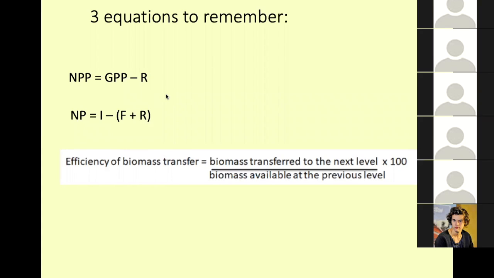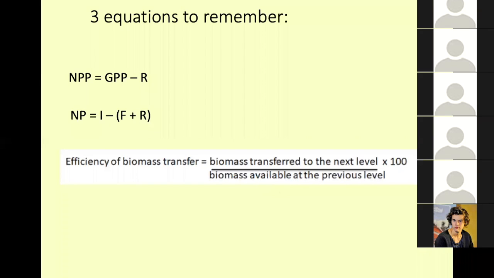But just very briefly, as a starter, net primary production equals gross primary production minus respiration. And net production equals, I've forgotten what it is, feces plus respiration. Okay, I've forgotten what I stands for. This didn't used to be on the A-level course, but it's going to come up in a minute. And then the efficiency of biomass equals the biomass transferred to the next level divided by the biomass available at the previous level times 100.